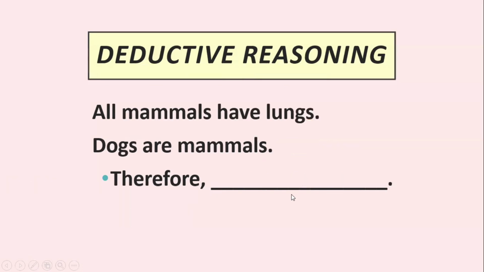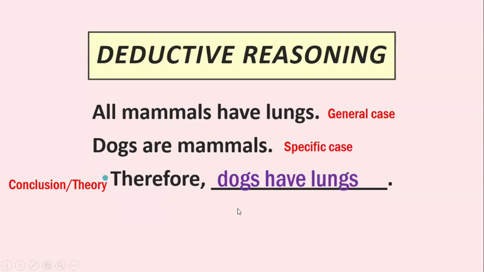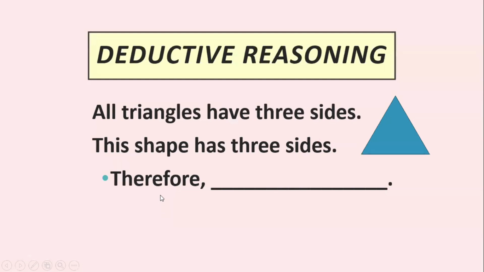Okay, next example, all mammals have lungs, general case. Dogs are mammals, specific. So what conclusion can we give? Okay, therefore, dogs have lungs. Alright, next example, all triangles have three sides, general case. This shape has three sides, specific case. So meaning to say, it pertains to that shape. So therefore, we can say that this shape is a triangle, or therefore, it is a triangle. So we're pertaining to the shape presented on the screen. Alright?